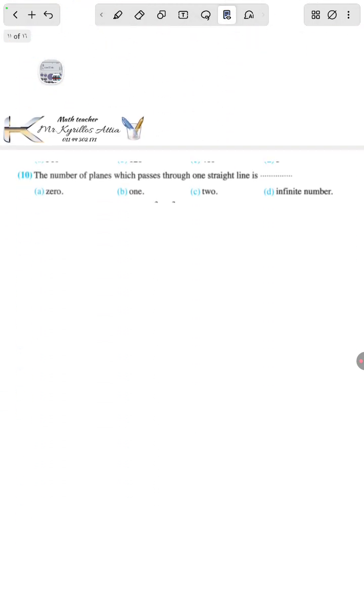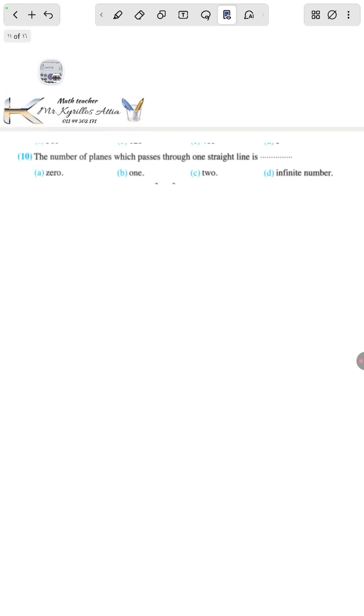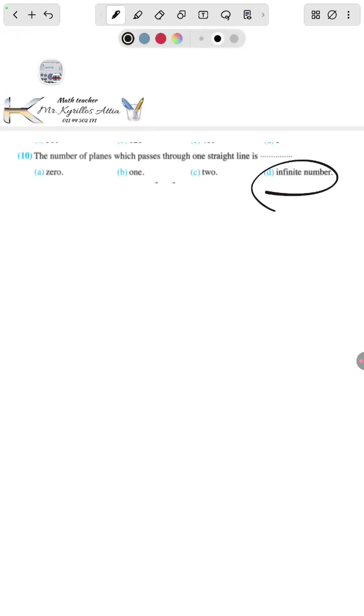A. Another one, the number of planes which pass through one straight line. There is an infinite number of planes passing through one straight line, and also an infinite number of planes passing through one point.